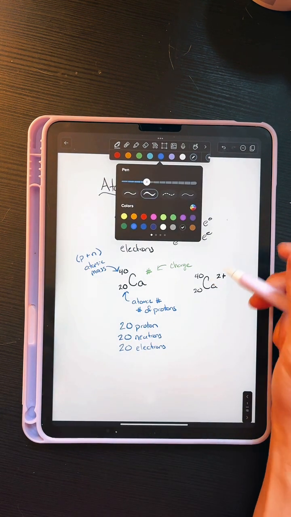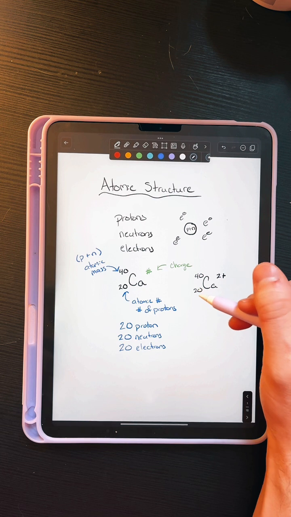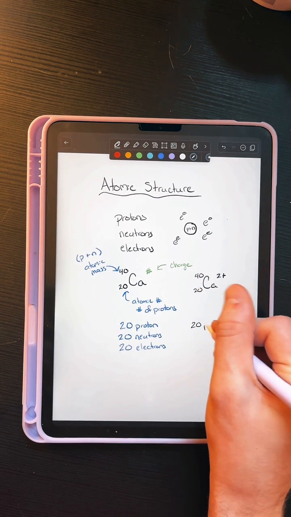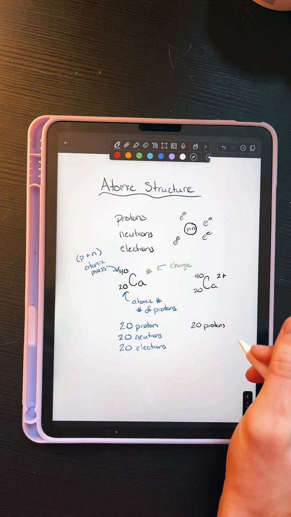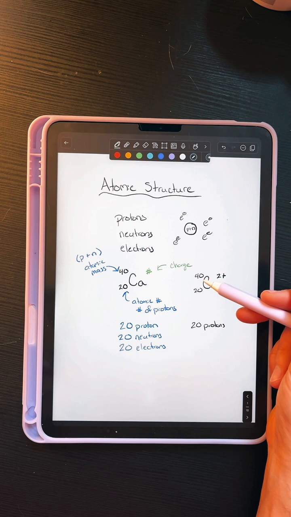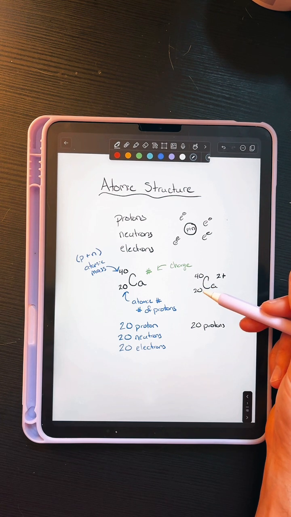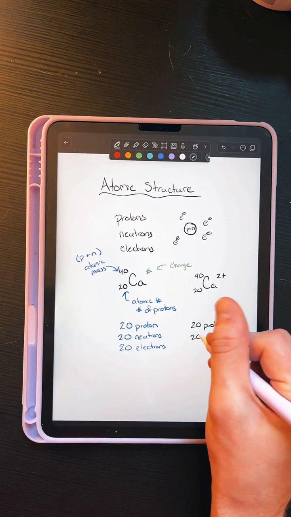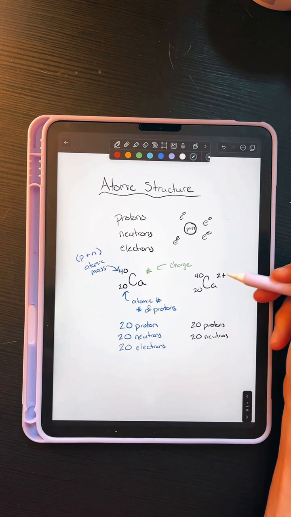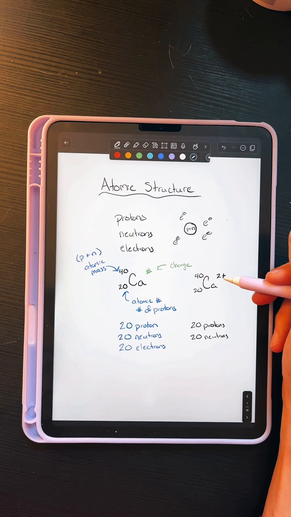So if we took calcium, 40, 20, and a 2+, well, we still have 20 protons because that atomic number will not change. That tells us the number of protons. The 40, again, that's the number of neutrons and our protons. So that's still going to be 20 neutrons. But now we have a +2 charge.